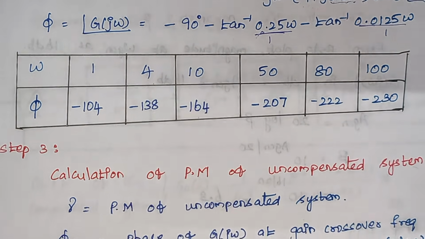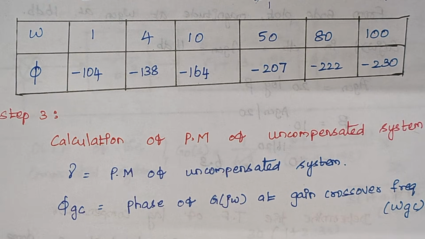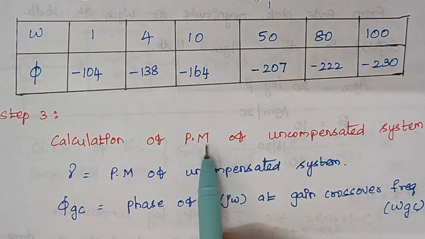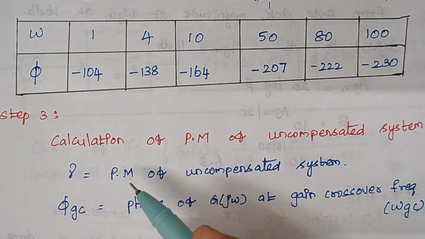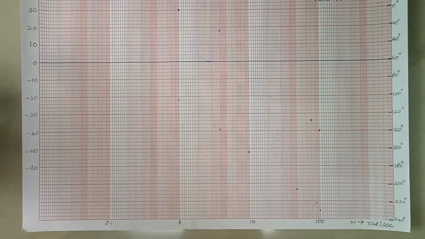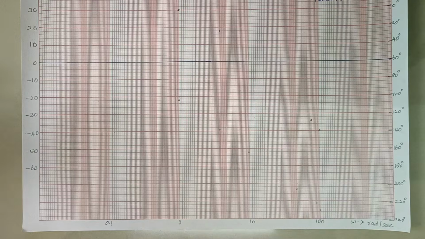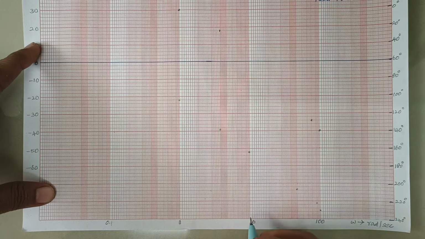The next one is calculation of phase margin of the uncompensated system. Prior to this, we have to draw the values, that is the magnitude plot and phase plot, on a semi-log sheet. Wait, let me show you. So this is our semi-log sheet. Here I have taken values as 0.1, 1, 10, 100, and the x-axis stands for omega.